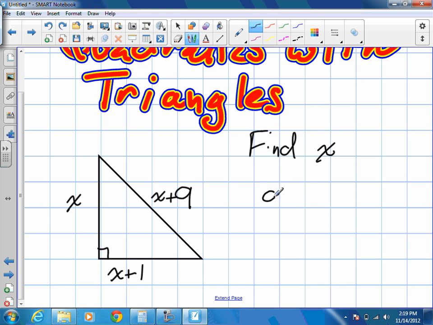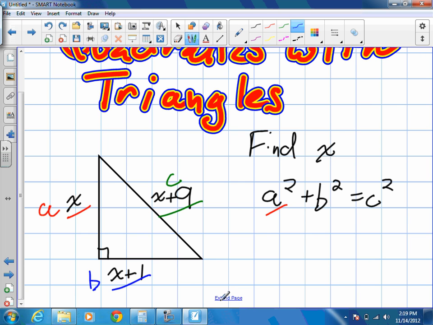Pythagoras Theorem goes that a squared plus b squared is equal to c squared. And what does c squared stand for? Hypotenuse, right? The longest side. So this would be our c. The a and b can be either of them. So we'll call this guy a and this guy b.